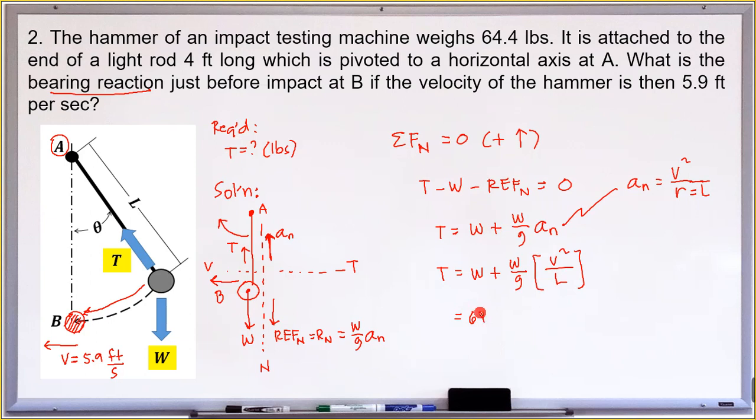The weight is 64.4 pounds plus 64.4 pounds divided by 32.2 feet per second square. So our velocity is 5.9 feet per second, okay, sorry, square pa na siya, divided by the length. The length is 4 feet. So 4 feet.